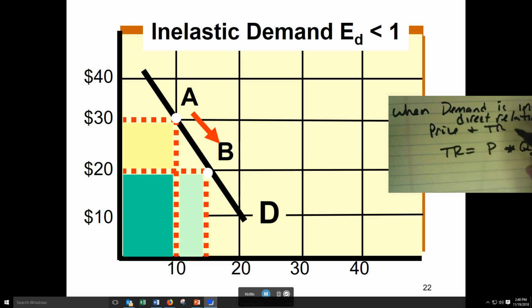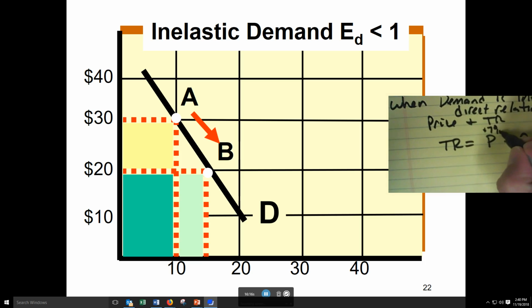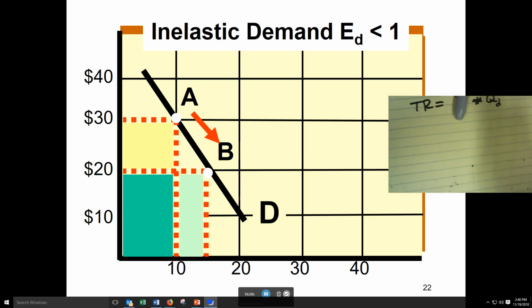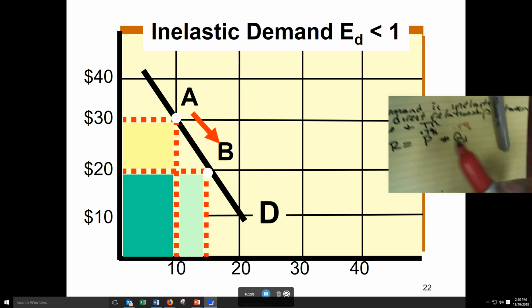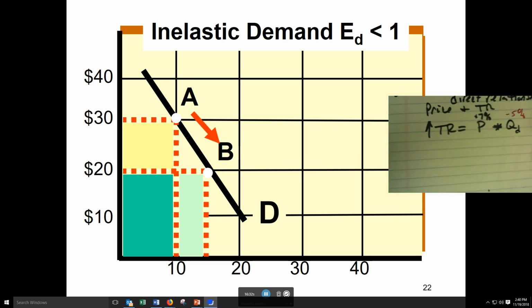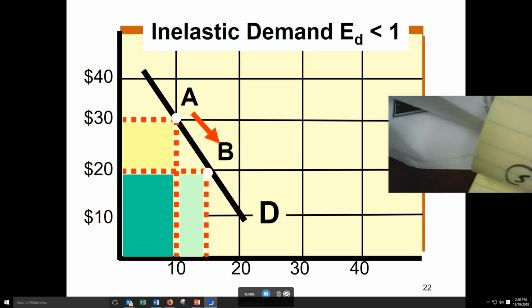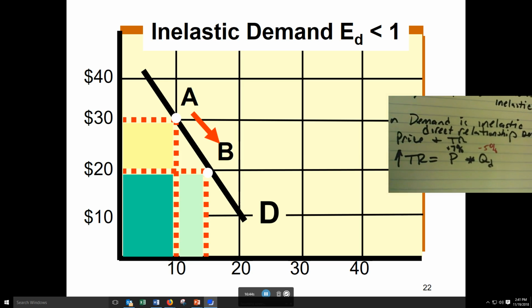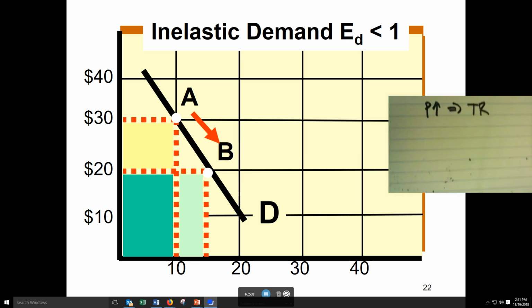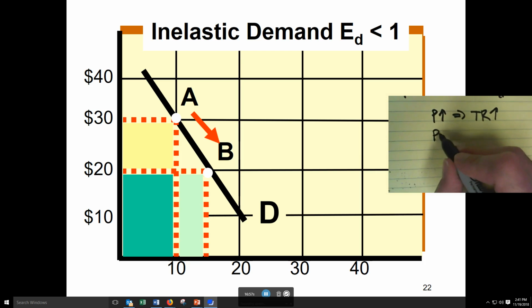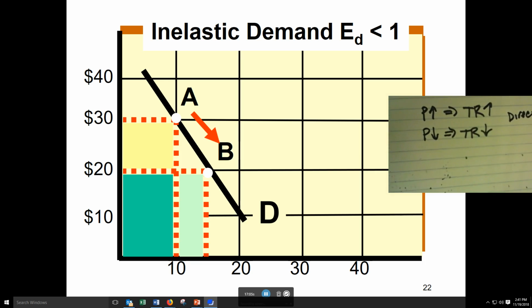Here, if we had a 7% increase in the price of the good, that would only cause a 5% drop in quantity demanded. 7% is greater than 5%. So total revenue would wind up increasing as we increase the price. So if price increases when demand is inelastic, that will cause total revenue to increase. If price drops, total revenue will drop. Direct relationship, they move in the same direction.